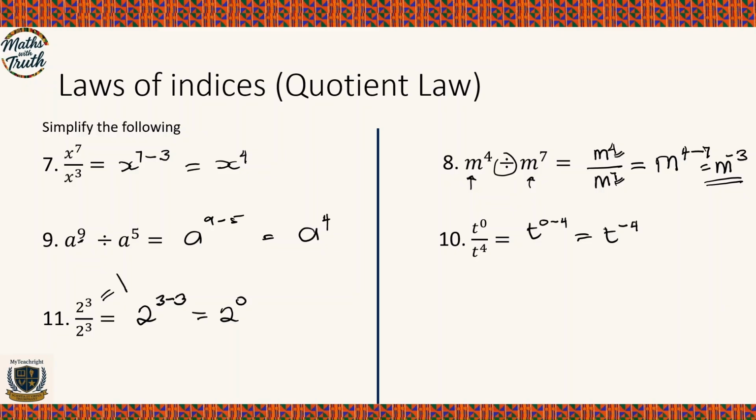We can also see this way that even if we expand this like we did for example 1, 2, 3, and 4, we have 2 times 2 times 2 divided by 2 times 2 times 2. And then we can cancel out the common factors.